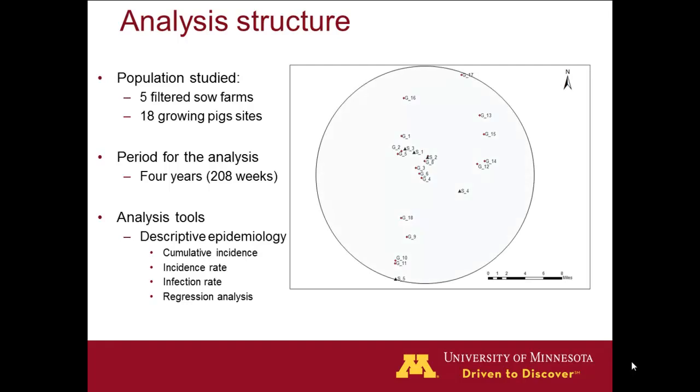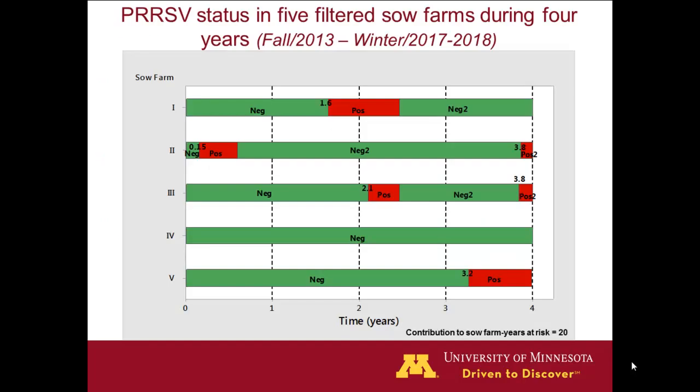So we took the surveillance data and we took retrospective data from 208 weeks of 4 years. And we ran a very simple descriptive epidemiology analysis. We used tools like cumulative incidence, incidence rate, infection rate, and regression analysis. Here you can see the timeline of the different events on outbreaks on the five sow farms. Here we have the 5 sow farms, and we have the timeline of 4 years. This timeline goes from fall 2013 through winter 2017, a few weeks from this year as well.